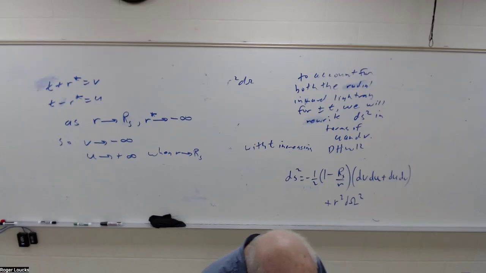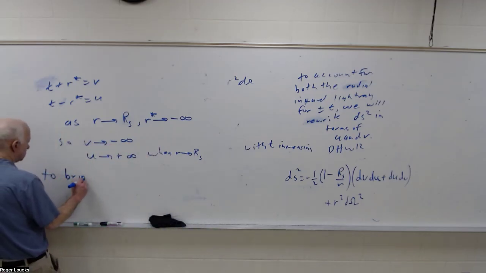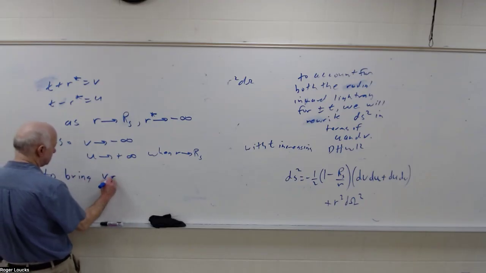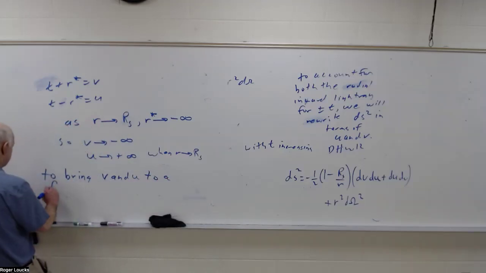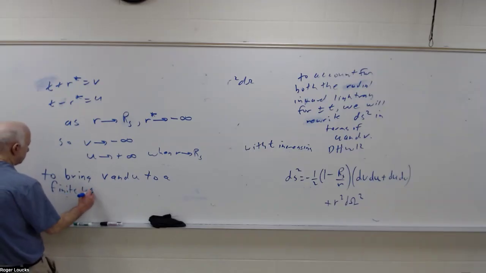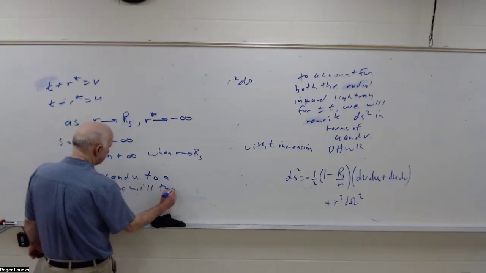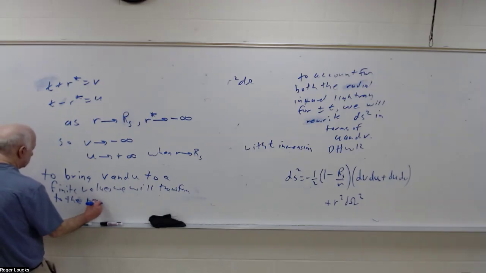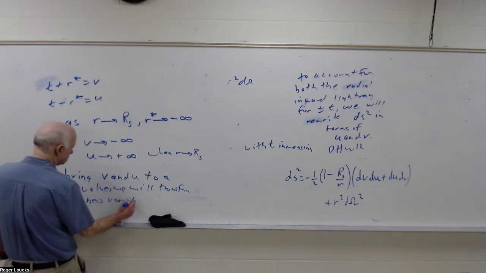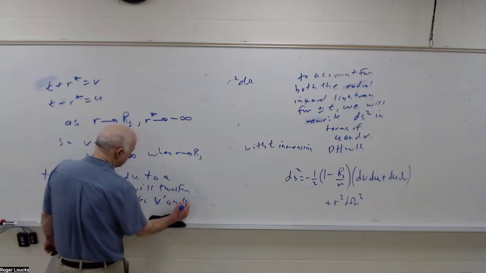That was going to be basically the whole idea behind the Kruskal coordinates. So what we're going to do here is that to bring v and u to a finite value, we will transform to the new variables, v prime and u prime.